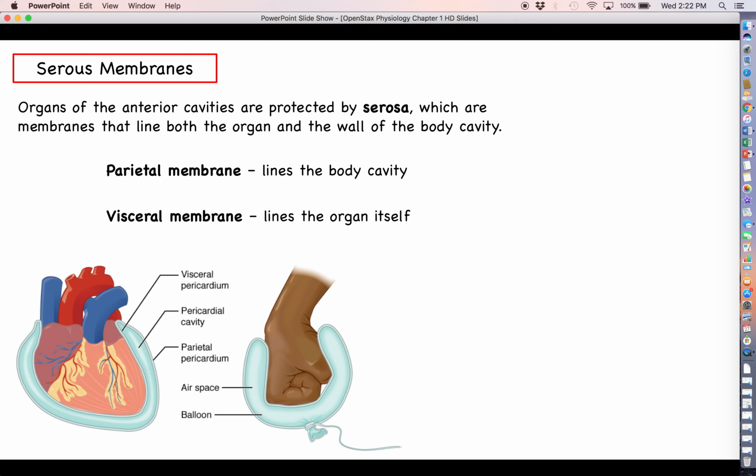The best way, and I think the book does a really good job of this, of picturing what that cavity looks like, is to look at the picture here of someone making a fist and pressing down on a balloon like that. The side of that balloon that is making contact with the fist would be very much like the visceral serous membrane, and the part on the outside, on the opposite side of the fist, would be very much like the parietal membrane.